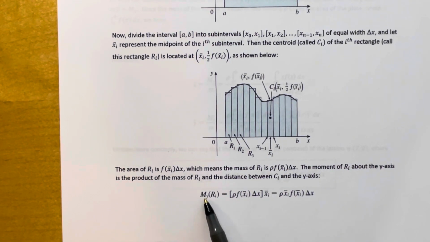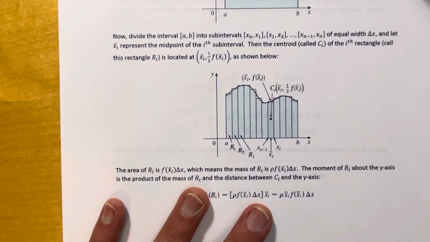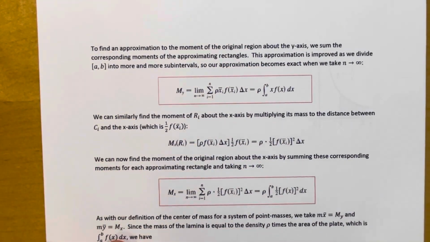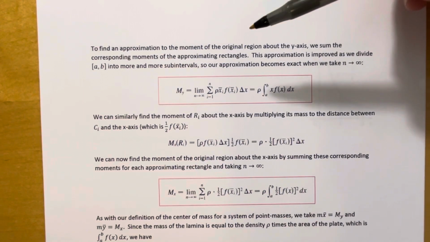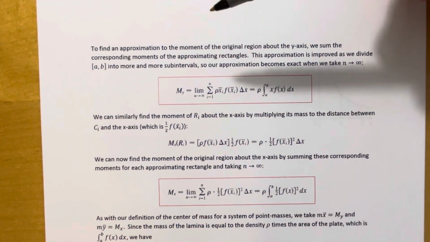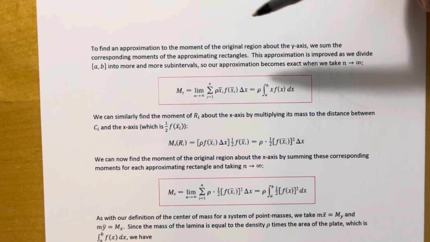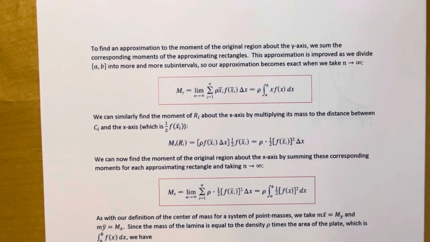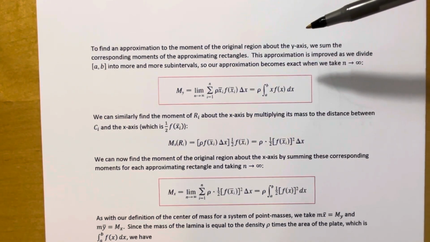So the moment of Ri about the y-axis is this, which simplifies to rho xi bar times f of xi bar delta x. Okay? This is a long derivation. I know there's a lot that goes into this. So if I wanted to now take my moment for that rectangle and use it to determine the moment of the entire plane region that we were talking about originally, about the y-axis, then I would go and find the moments of all n of those rectangles.